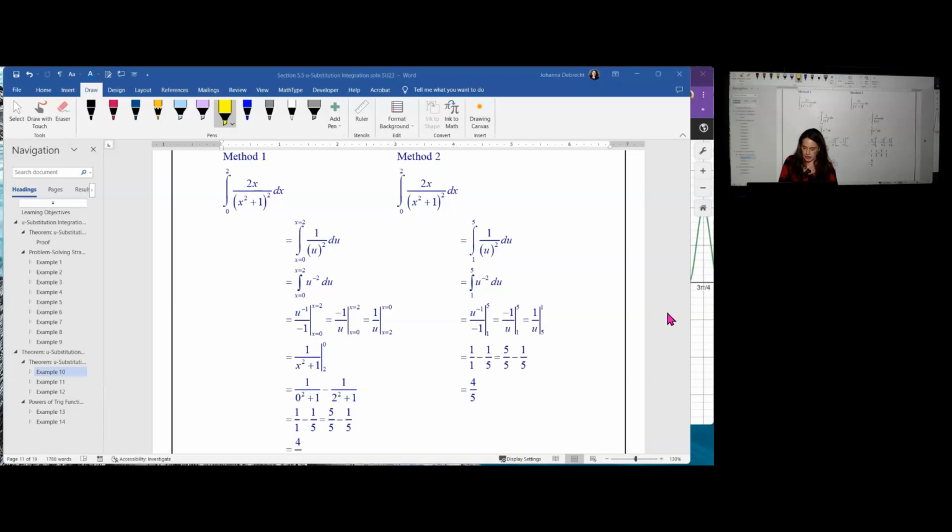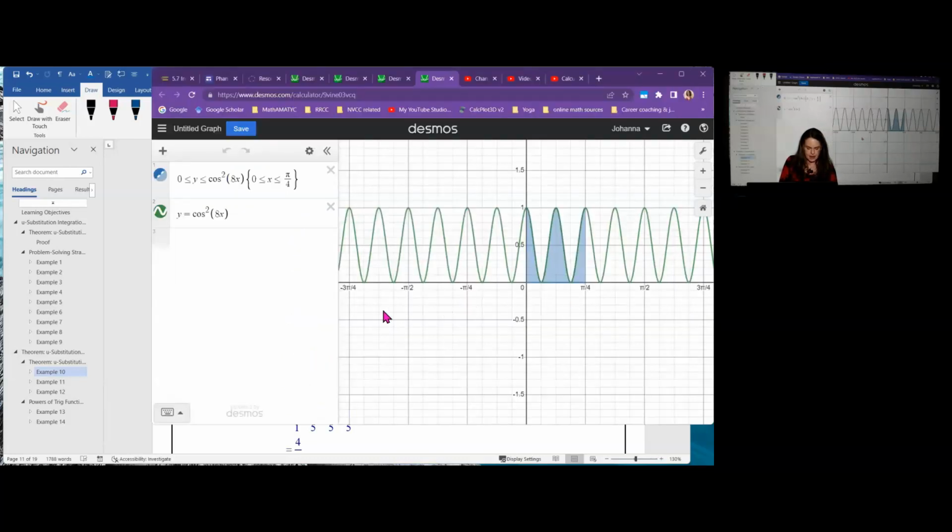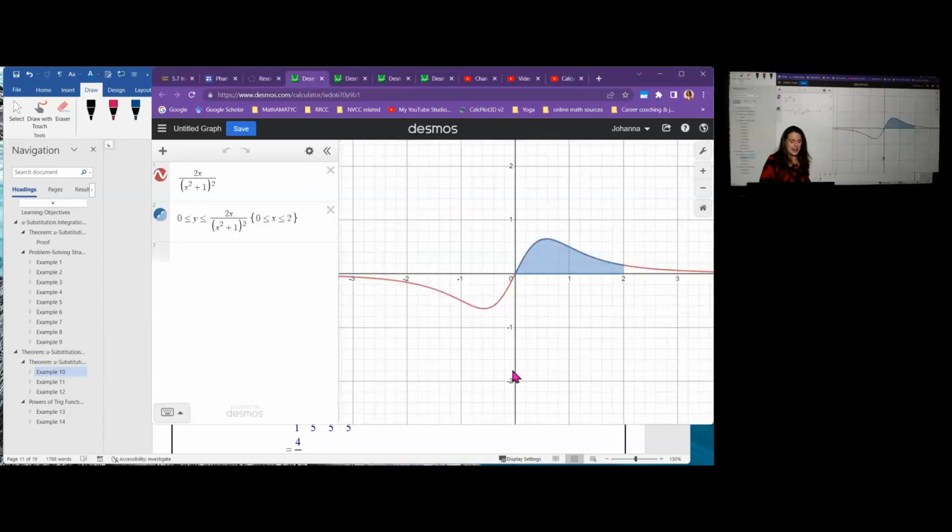Let's take a look at our function 2x divided by, and I've got the wrong one up, divided by x squared plus 1 quantity squared between 0 and 2. It's a neat little function, kind of sloping down and up to the x-axis on both sides. You can see it there, defined for all reals.